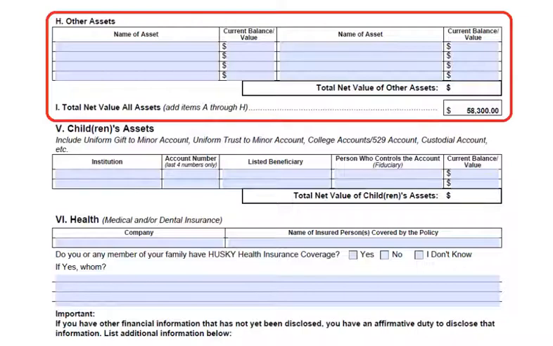Part I is labeled Total Net Value All Assets. This is where you will enter the total amount of all assets by entering the total of items from parts A through H, or allow the automated form to do it for you.